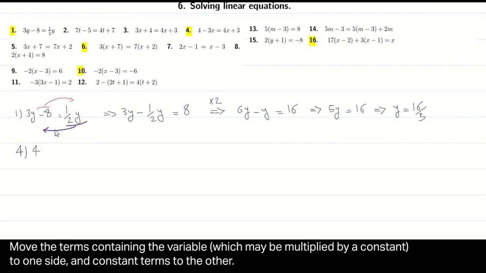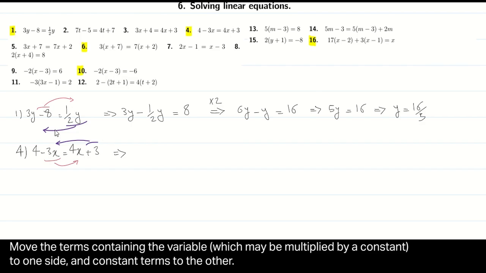We have 4 minus 3x is equal to 4x plus 3. Again, we have to move the variables to one side and the constant to the other side. So we have minus 3x on the left-hand side, which I'm going to move to the right-hand side. And we have plus 3 on the right-hand side, which I'm going to move to the left-hand side. So on the left-hand side, we have only constant, and on the right-hand side, we have only variables.